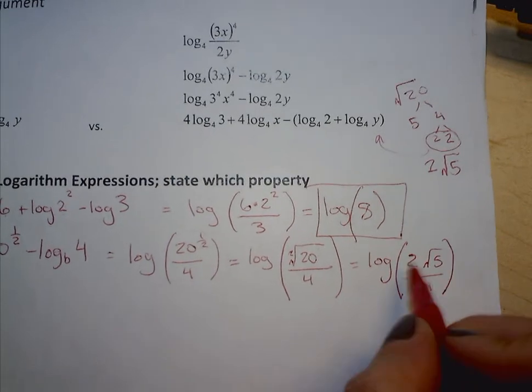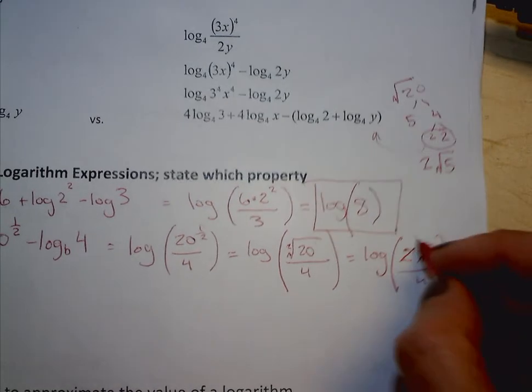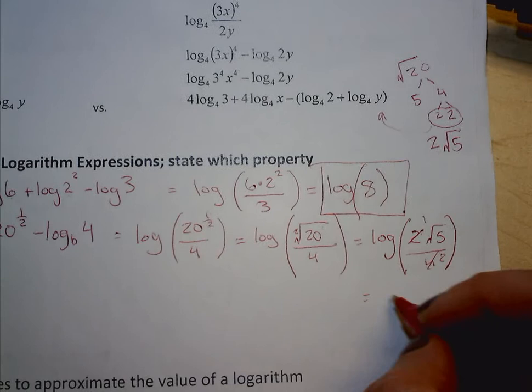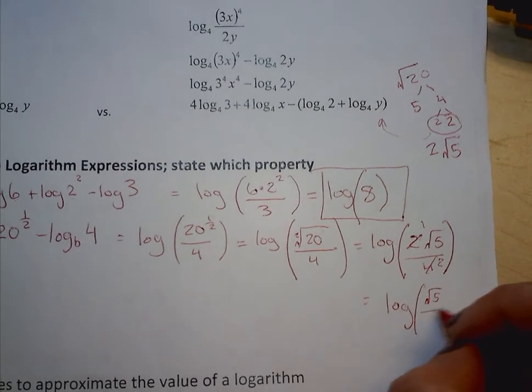Now I can reduce this. 2 over 4 is the same thing as 1/2. So my most simplified answer here is log of the square root of 5 over 2.